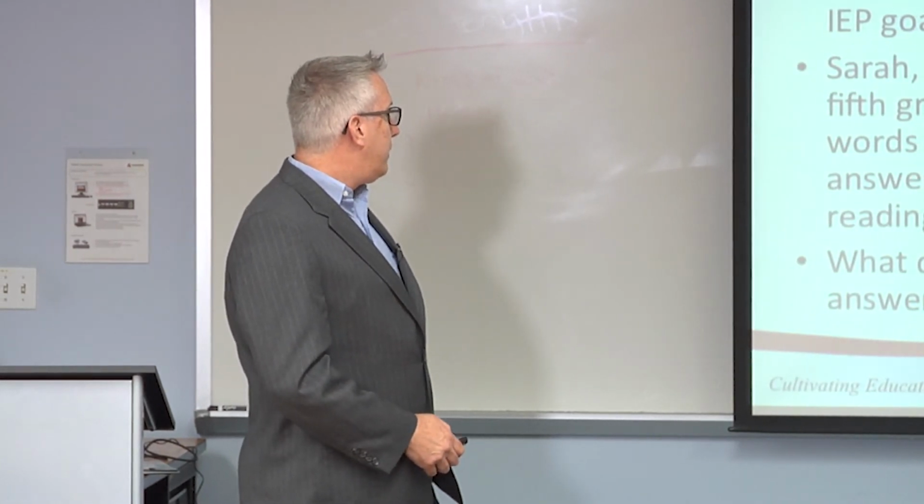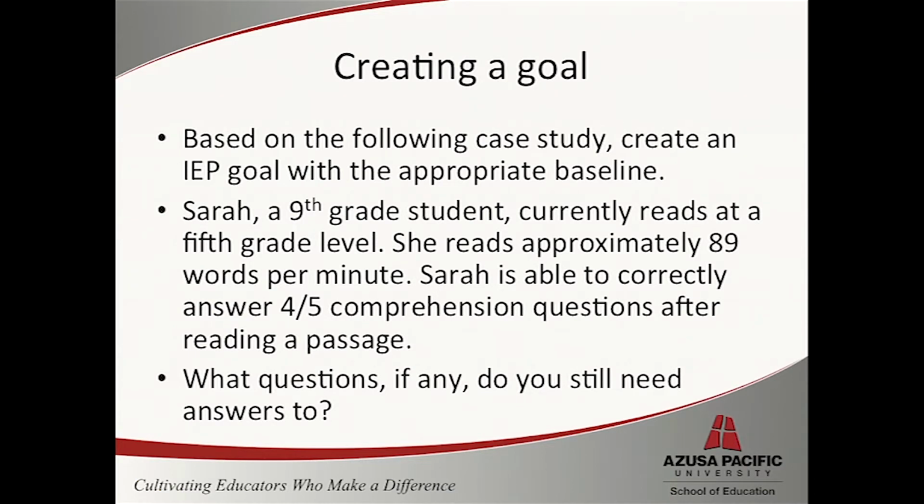I put in here some examples of creating goals. So if we have Sarah, who's a 9th grade student, currently reads at a 5th grade level. She reads approximately 89 words per minute. Sarah is able to correctly answer 4 to 5 comprehension questions after reading a passage. If you're going to write a fluency goal for 10th grade, do you need any new information?